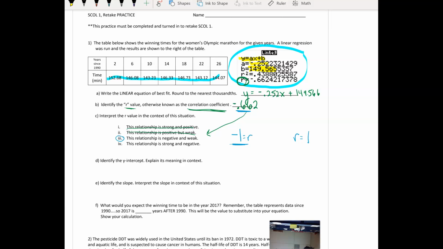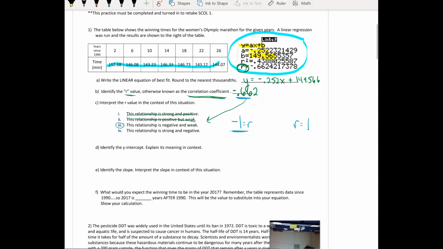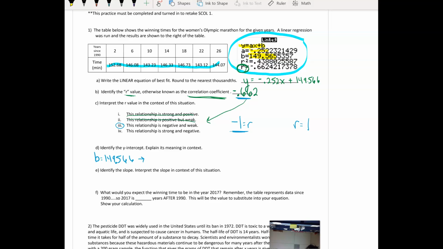Okay? Now let's go to the describing of the different parts. So the first thing we're going to do is identify the y-intercept. So b is a number that's by itself. So that is that 149.566. And what that means is it's the beginning. It's always the beginning. And then what I do is, since it's a y-intercept, I go to my table and I realize that y is my race time in minutes. So it's the beginning race time. So when they started looking at this data, they're saying that the first person had an amount of about 149.566.